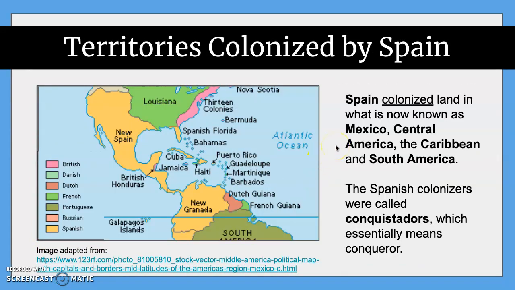Territories colonized by Spain. Spain colonized land in what is now known as Mexico, Central America, the Caribbean, and South America. The Spanish colonizers were called conquistadors, which essentially means conqueror.